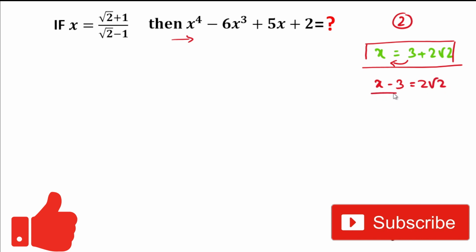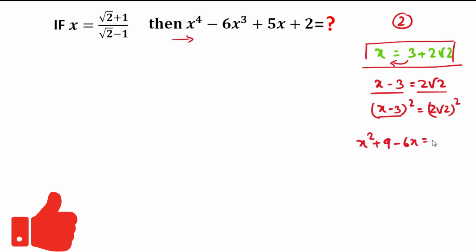Now we'll square both sides, that is x minus 3 squared. On the right hand side we have 2 square root 2, and we'll also square it. Now it is in the form of a minus b whole square. So it is x square plus 3 square is 9 minus 2 times ab, that is 6x, and that is equal to 2 square is 4 multiplied by 2 is 8. Now we'll simplify it. So x square minus 6x is equal to 8, and we'll take this 9 to the right hand side.